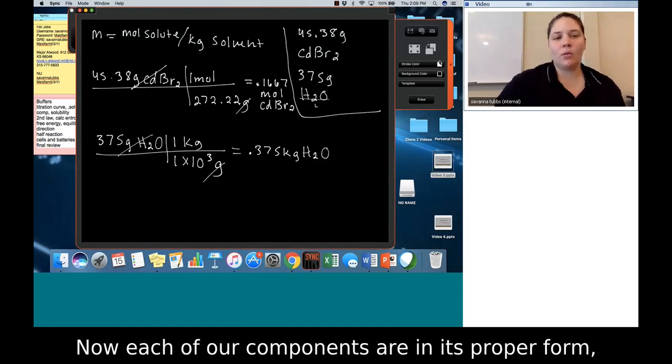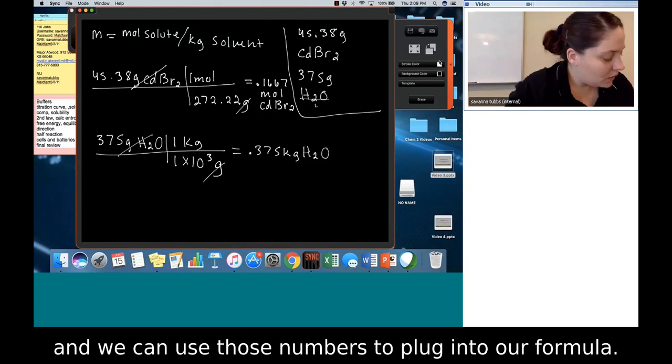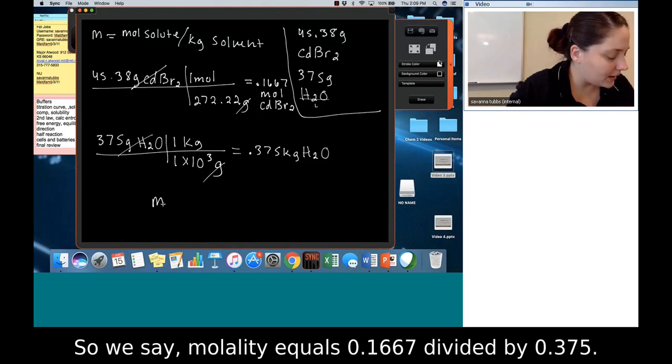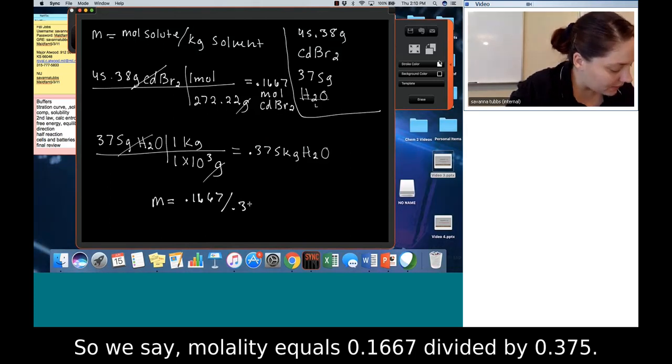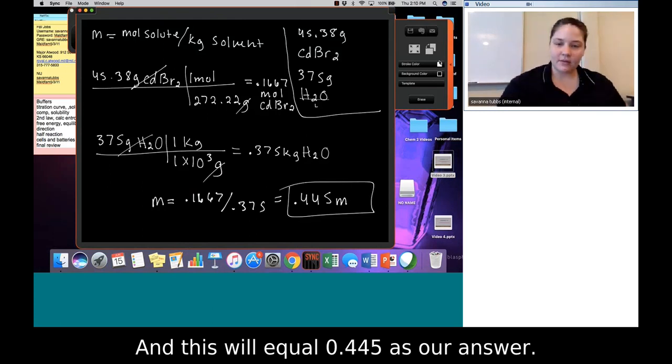Now each of our components are in its proper form, and we can use those numbers to plug into our formula. So we say molality equals 0.1667 divided by 0.375. And this will equal 0.445 as our answer.